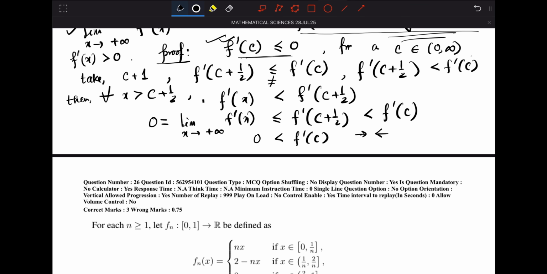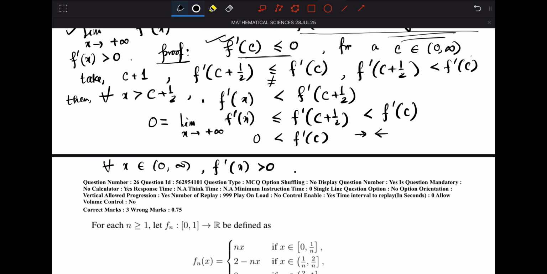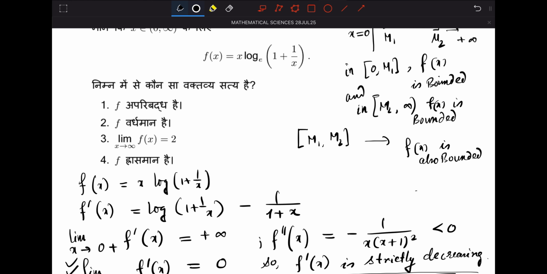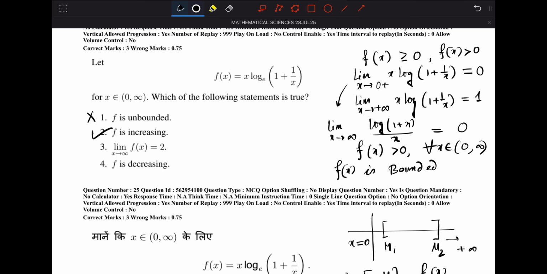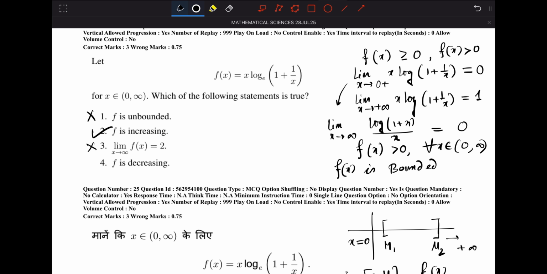So for all x belonging to 0 comma infinity, f'(x) is strictly greater than 0. So that means f(x) is increasing. So this is true, and we calculate the limit as x tends to infinity of f(x), which is 1. So the option that f is decreasing is not correct.